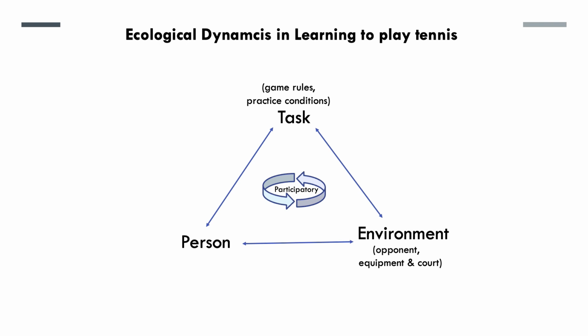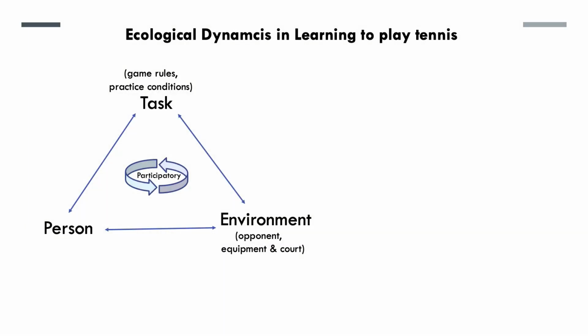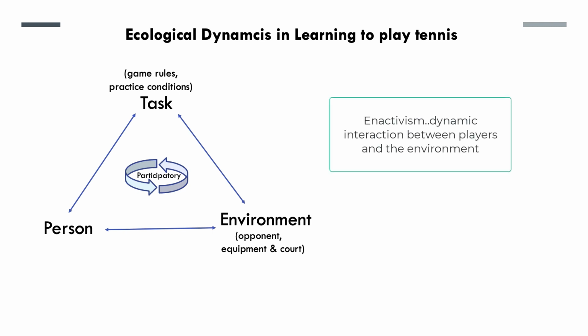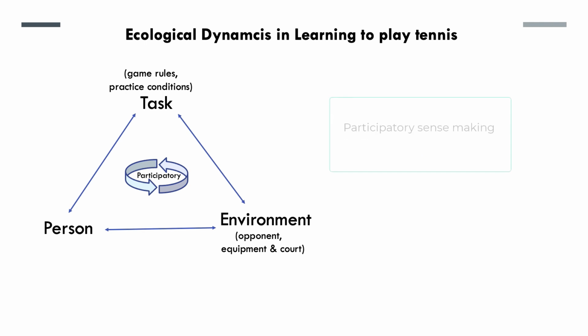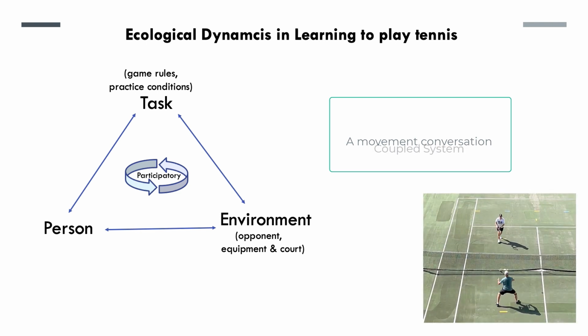Critical in this approach is that all players are learning by adapting their actions based on the outcome of a point and how different opponents respond within the game structure. A cognitive theory of learning called enactivism, related to research on artificial intelligence, refers to this as a participatory sense-making process, a movement conversation. Cognitively engaged individuals become part of a coupled system.